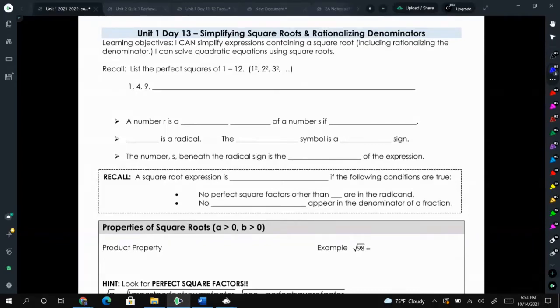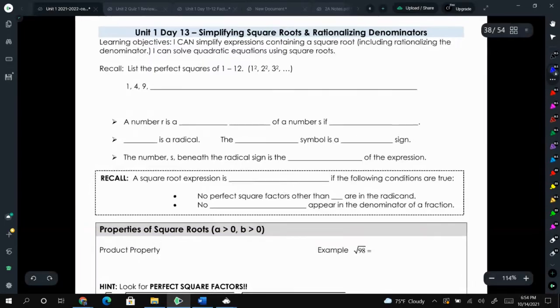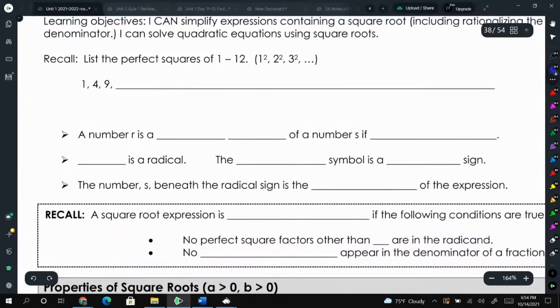All right, today we are going to be talking about simplifying square roots and rationalizing the denominator. So remember, perfect squares are numbers that you can take the square root of and get a whole number answer. So we'll list a couple of them here.